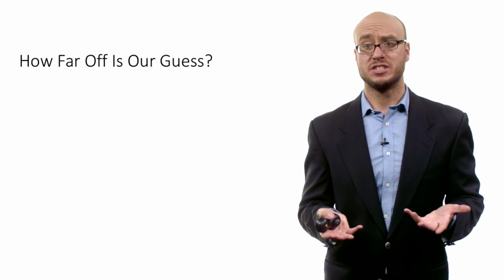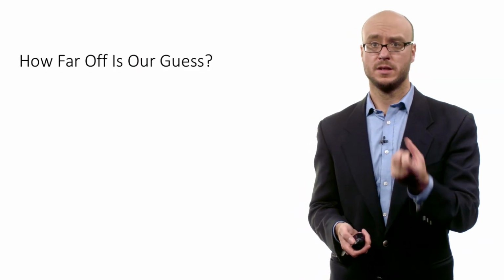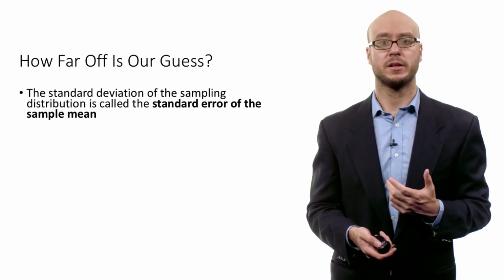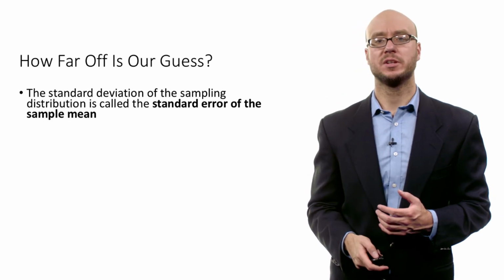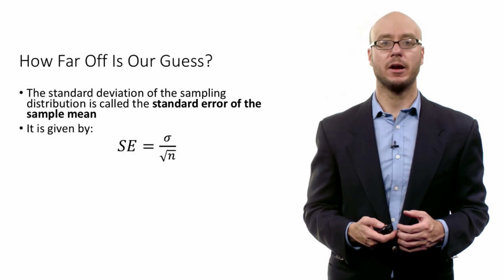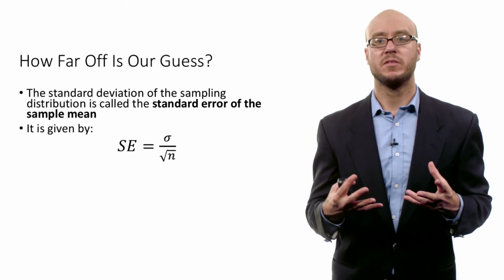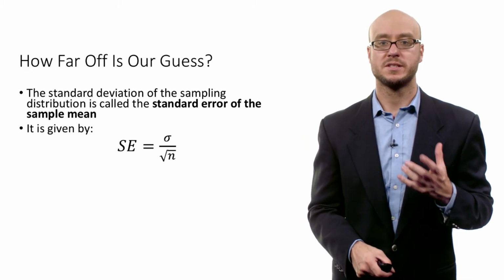You might ask, how far off is our guess? Our point estimate, our guess for that population mean, is going to be the particular sample mean that we've gathered. Well, the standard deviation of the sampling distribution, we call that the standard error of the sample mean. This is given by this formula. The standard error equals the population standard deviation divided by the square root of our sample size. If you note, the larger the sample size, the smaller the standard error of the sample mean, and then there will be a smaller spread of the sampling distribution.